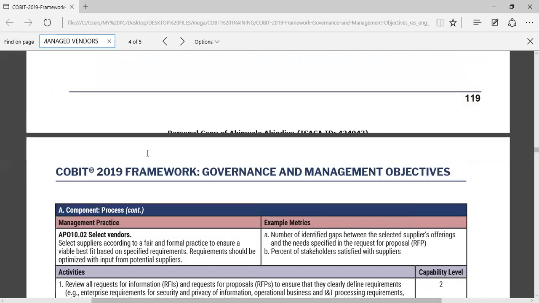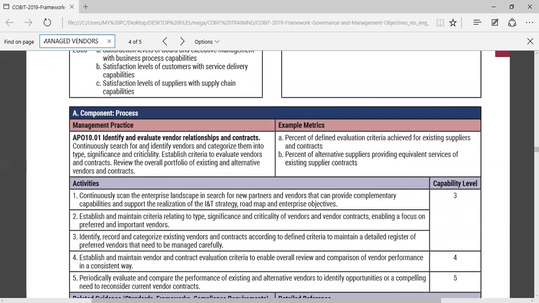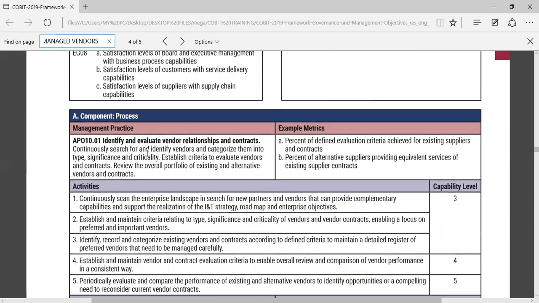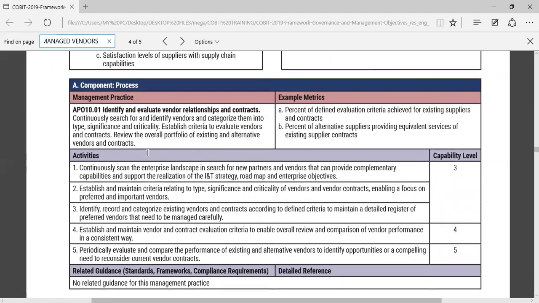I think it's important for me to also mention the example metrics. For each of the management practices, COBIT has recommended metrics for us to actually use to evaluate. And this is important for auditors too, when auditing the processes. For example, identify and evaluate vendor relationships and contracts. You have metrics that you can use, KPIs: percent of defined evaluation criteria achieved for existing suppliers and contracts.